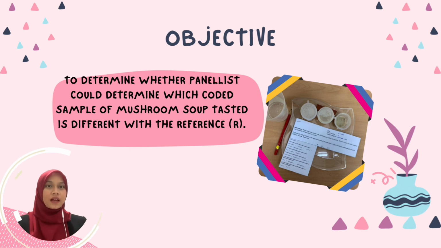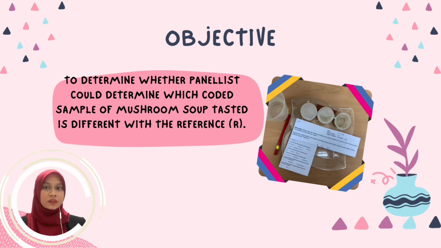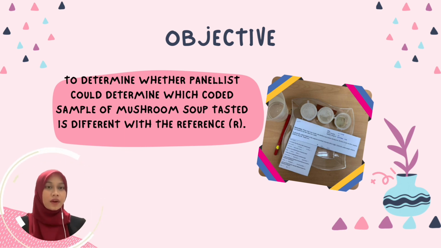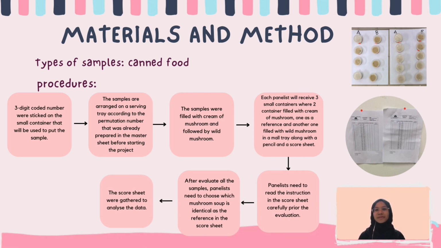Hi, I'm Fatinaja, and I will explain the main objective for our test, which is constant reference dual trial. The main objective for this test is to determine whether the panelists could determine which coded sample of mushroom soup tested is different from the reference, which is R. Now I will explain the materials and method.